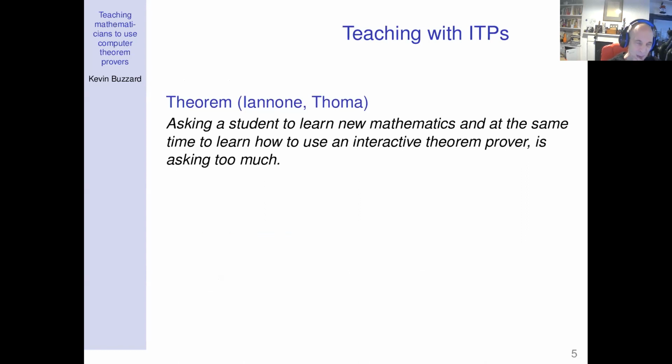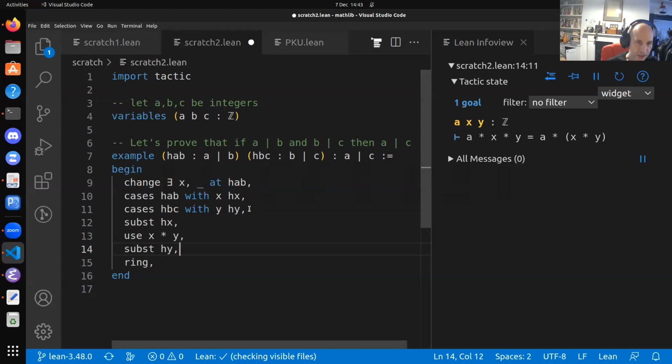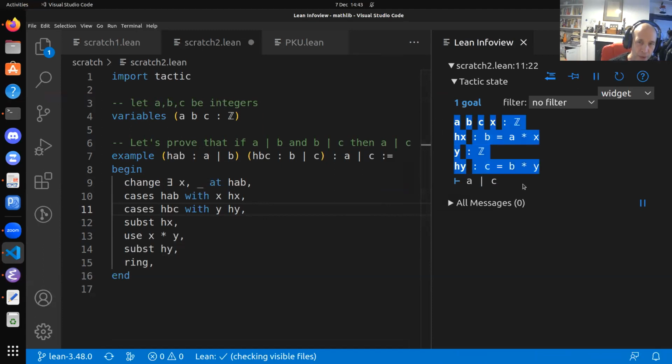So as I say, this is the fundamental theorem of interactive theorem provers: you can't just stick them into an introduction to university mathematics course and hope that the students will begin to understand better the concept of what a formal mathematical proof is. And this was my original plan, right? It was to start using this software in an introduction to proof course and make all the students suddenly have this very clear idea, because you see what's happening. One of the things the software is giving you is a very clear idea of what the nature of a proof is, right? Up here we have the hypotheses, and here we have the goal. This is the first thing you teach them.